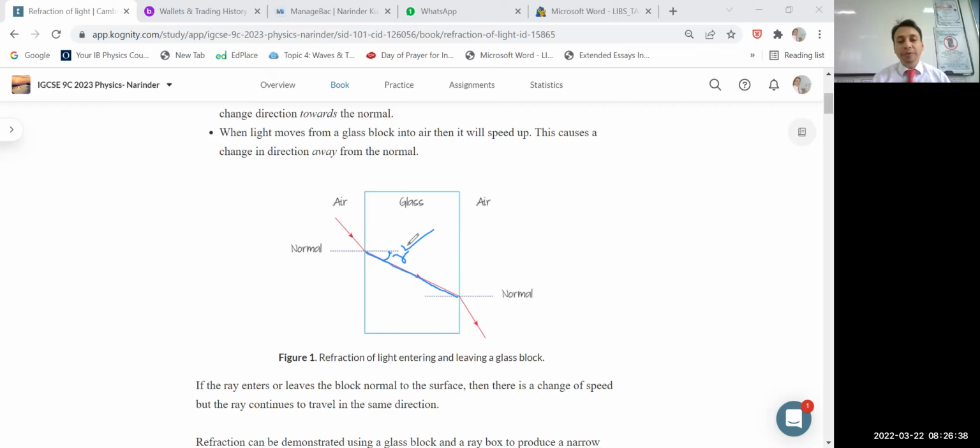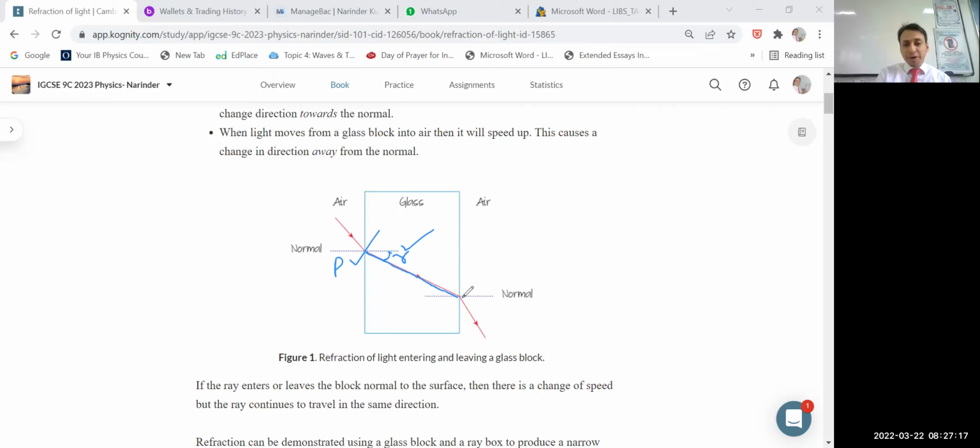Its speed slows down. The answer is, children, due to the optical density of the glass, which is higher compared with the air. As soon as the light entered this glass, the speed of light reduced. And due to that, it bends towards the normal. Again, children, we have discussed this, the refraction at point P.